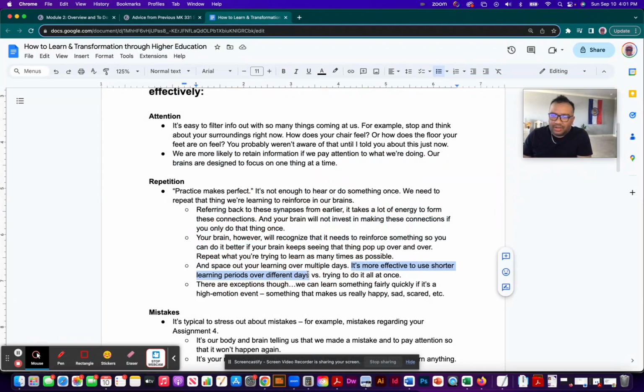So also work on this assignment a little each day so that you're not overwhelming yourself trying to get it all done all at once. Now, I did put on here, because I didn't want to say you can only learn through repetition, there are exceptions to that. We can learn something fairly quickly if it's a high emotion event. So I put on there something that makes us really happy, sad, scared, or whatever. Something that's just really over the top, I guess.